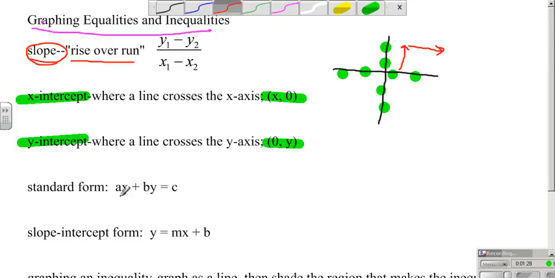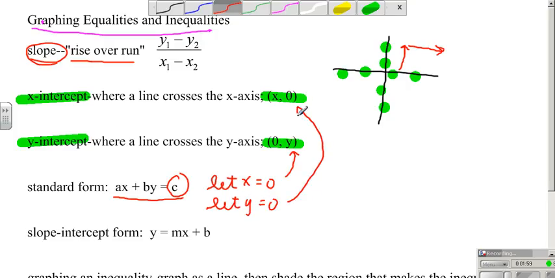Now, standard form is just a name for the time when your x and your y are on the same side of the equation and your constant is over here. This form works best for finding the intercepts because you can let x equal 0 and you'll find y, and then you'll have the y-intercept, and then you can start over and let y equal 0, solve for x, and then you will have your x-intercept. We need 2 points to graph, and that is one method of graphing.